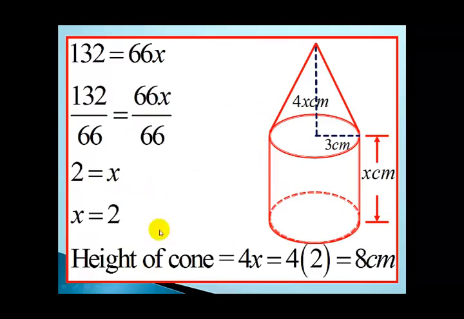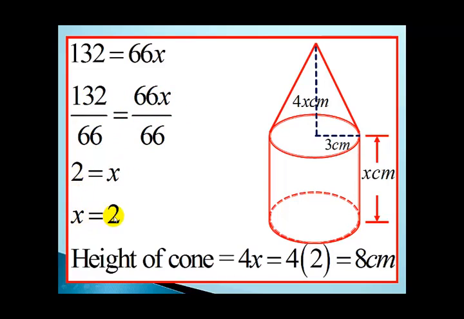Now if 132 is equal to 66x, how do we solve for x? We divide the right hand side by 66 as shown. Then we divide the left hand side also by 66 as shown. Now 66 cancels 66 and we are left with x. Or 66 goes into 66 once, 1 times x is x. And 66 goes into 132 2 times. That means that the value of x is equal to 2. So x is equal to 2.